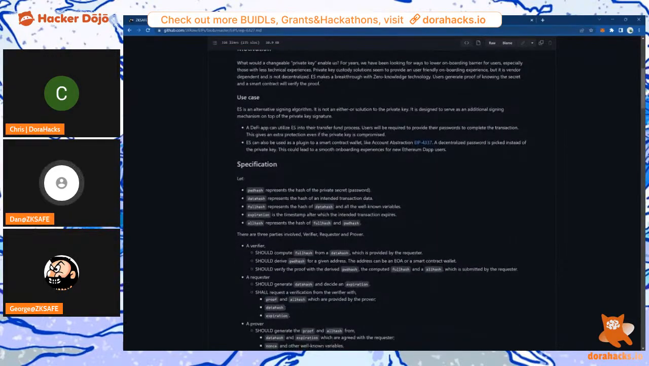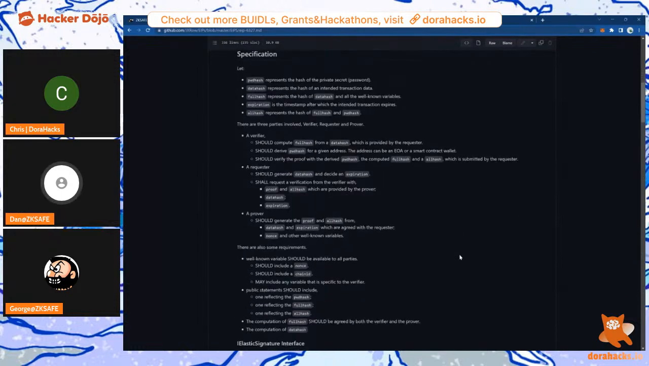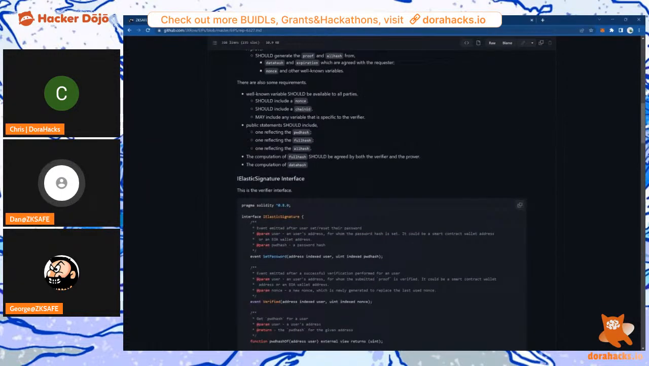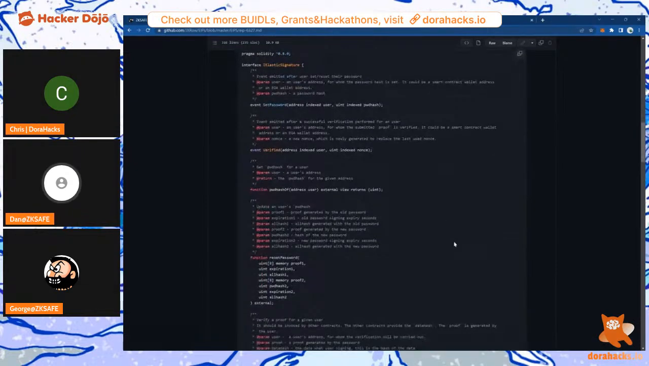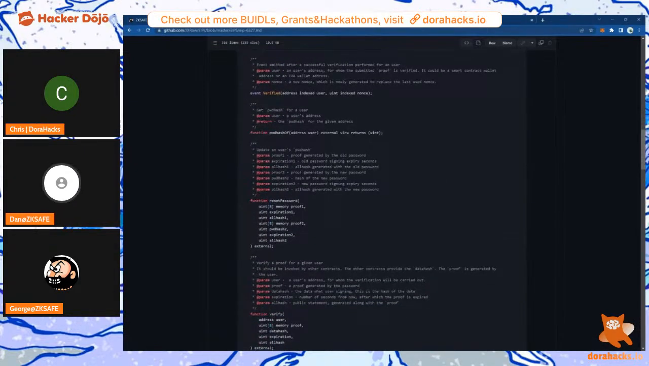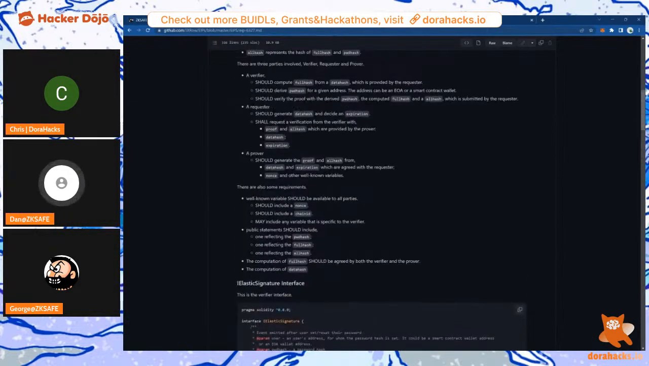We designed this to be an add-on. You have your private key, and we want to create an option for the user to require a password for certain transactions to happen. We proposed this EIP with a very simple interface. Yes, let's explain the technology behind it.